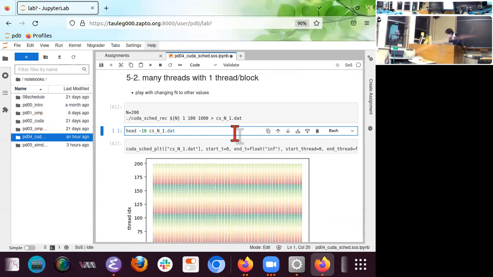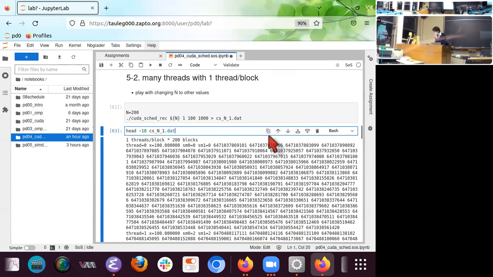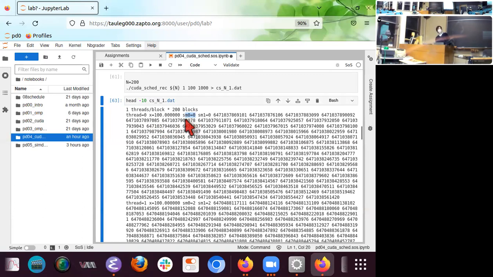Okay, so I'm trying to show the first 10 lines of this output. This text file tells you on which streaming multiprocessor this particular thread happened to run. The first thread happened to run on the streaming multiprocessor 0.